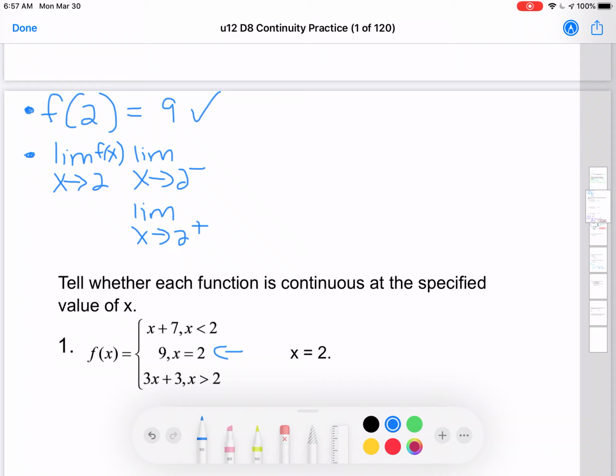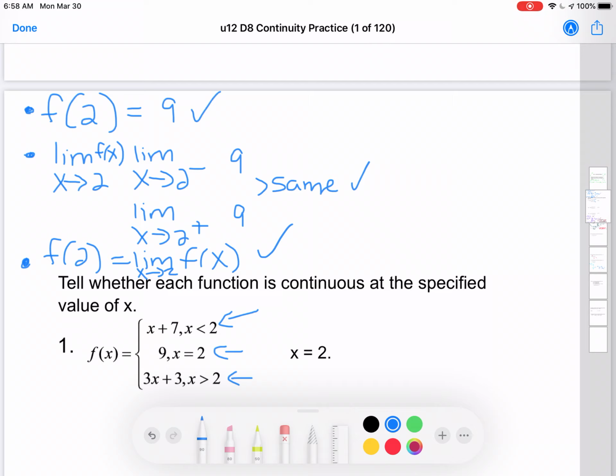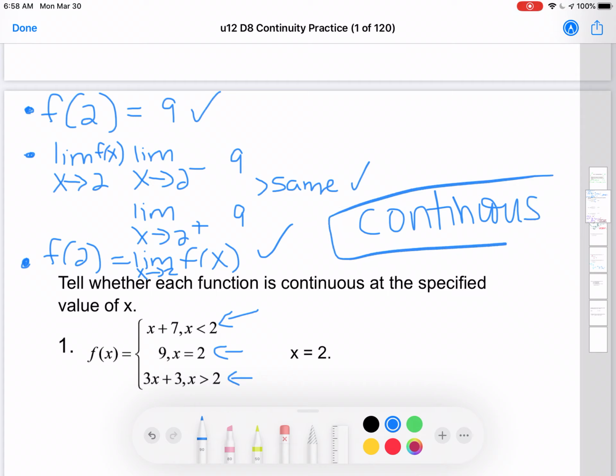From the left, I'm going to use this domain, x is less than 2. If we throw in 2, we get 9. Approach 2 from the right, so a little bit bigger than 2, so we'll put it in here. We get 9. So these guys are the same. So the second condition is satisfied. And then, does the function value equal the limit? And it does. So all 3 conditions are satisfied. So number 1 is continuous. So that's how we find if it's continuous at a specific point.